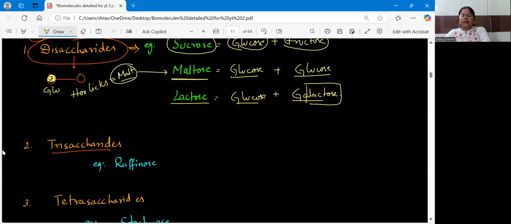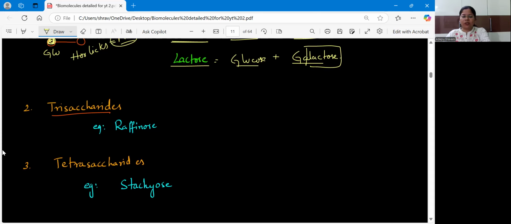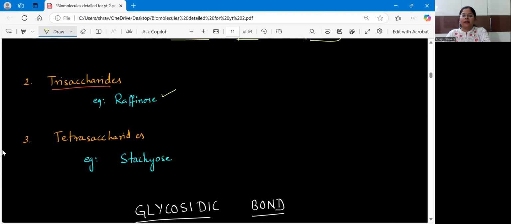Apart from disaccharides, we have trisaccharides, tetrasaccharides. Now, these are not mentioned in your textbook, but for extra information, you can remember the example raffinose, a trisaccharide. Raffinose, if you want to remember, is glucose plus fructose, whatever you know, and galactose. And then if you talk about a tetrasaccharide, it is stachyose. Components not necessary. So this is all about your oligosaccharides.